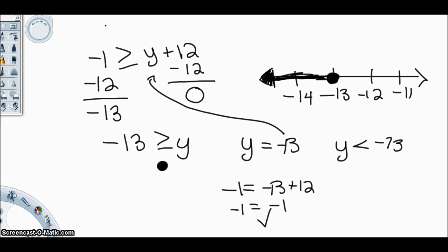Remember, when we check this part, we need something less than -13. So what number would be less than -13? We put into the equation -14, which is less than -13, so put that in there. -14 plus 12, -1 is greater than, now -14 plus 12 is -2. -1 is greater than -2, so that works. Our solution checks in both cases. We know it's correct.